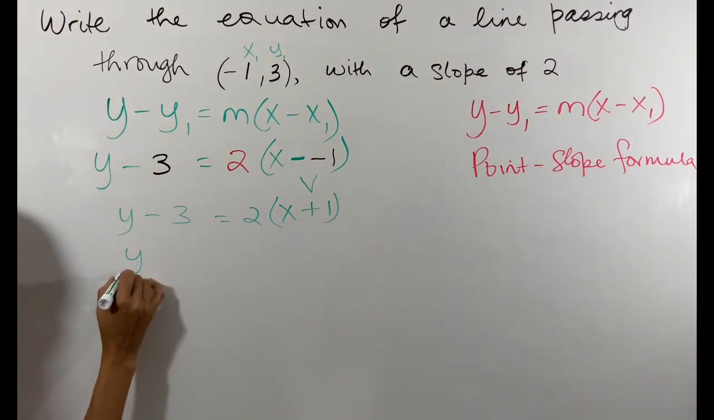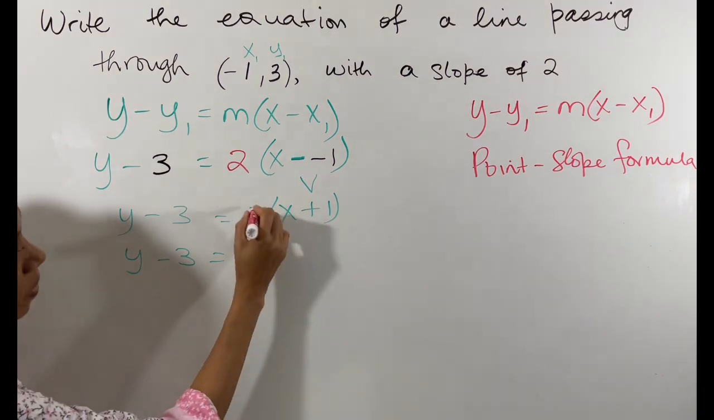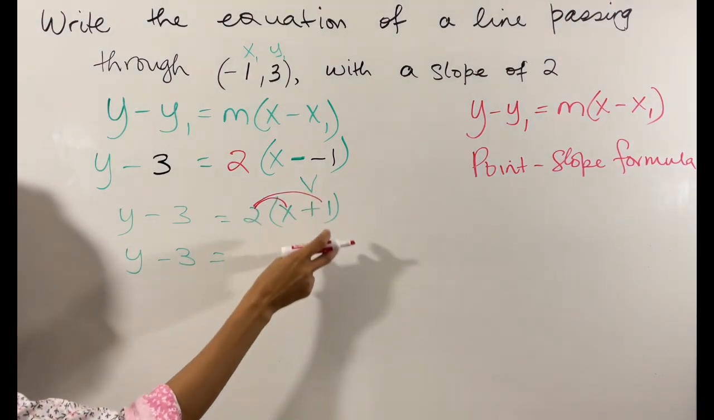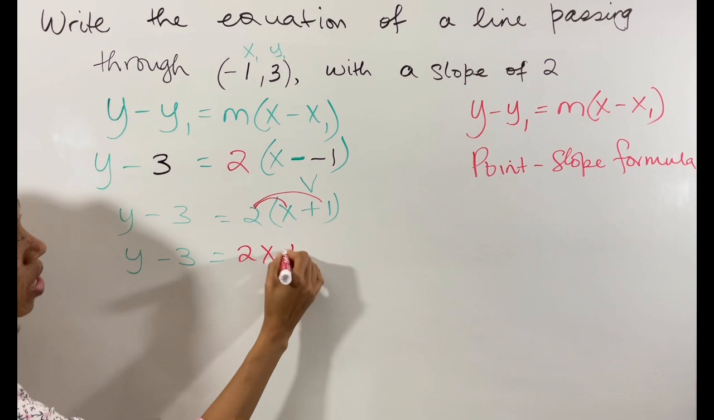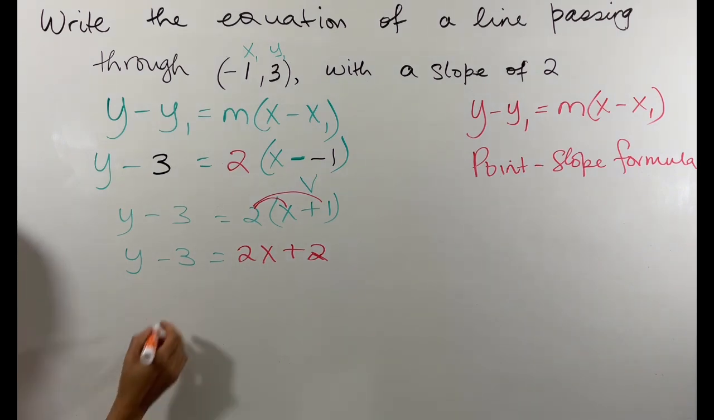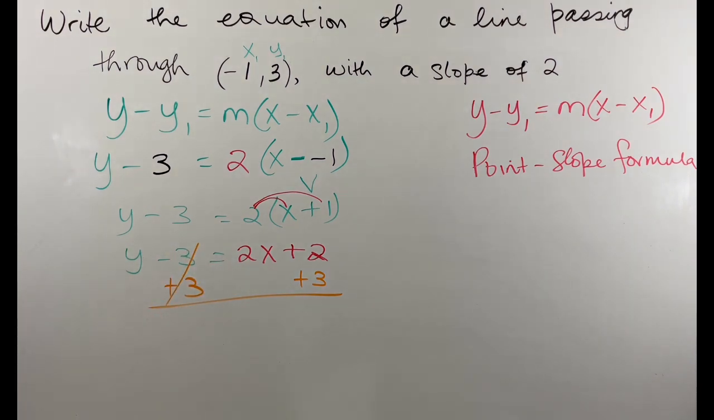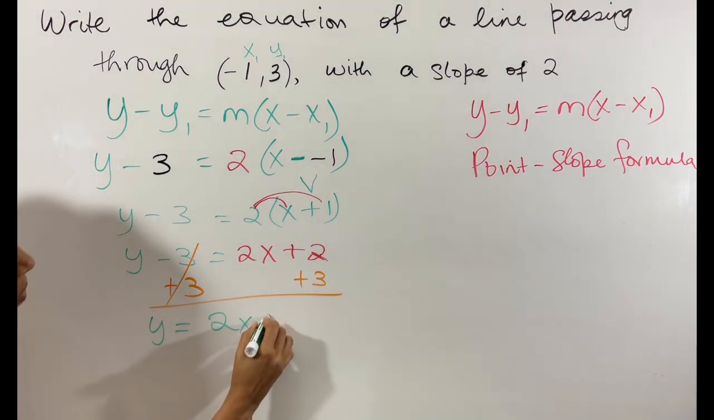Now what you're going to do next is use the distributive property. And when you use the distributive property, you're going to multiply the 2 that is on the outside of the parentheses with every term inside the parentheses. So this will give you 2x, and 2 times 1 will give you +2. What you have to do next, you have a -3 there, and we need to have y by itself. So in order to get y by itself, the inverse of -3 is +3. Whatever I do on one side, I must do on the other side. And now I will end up with y equals 2x plus 5.